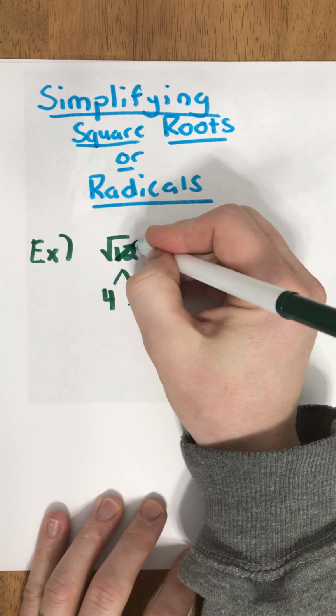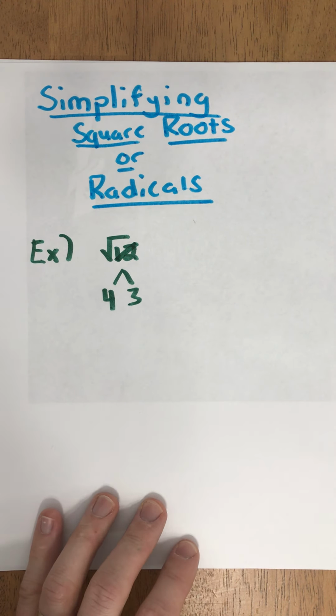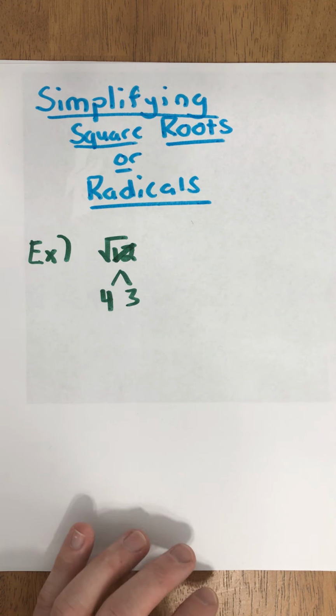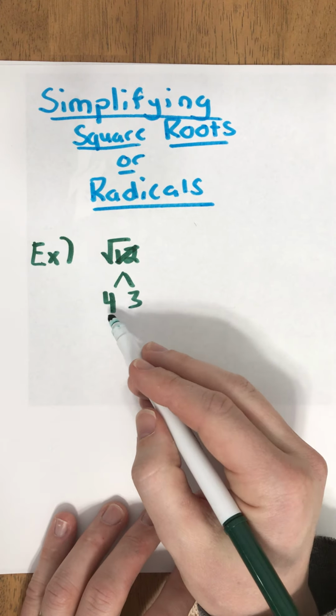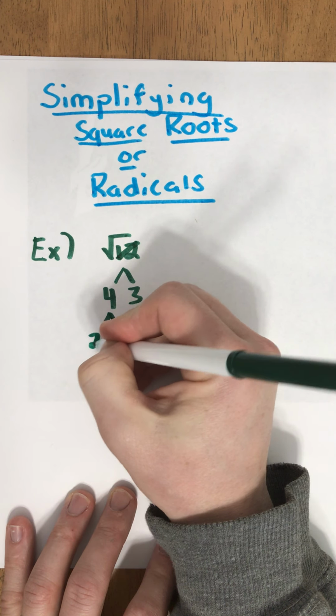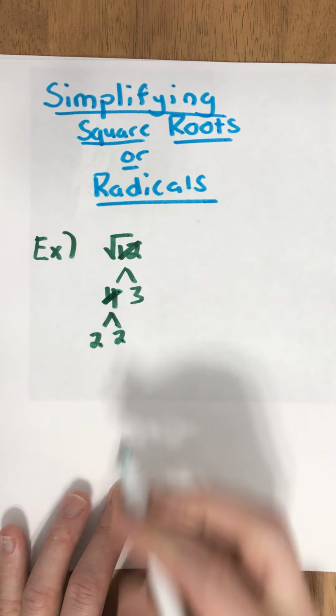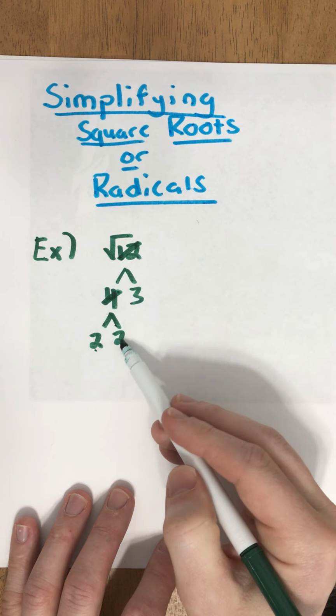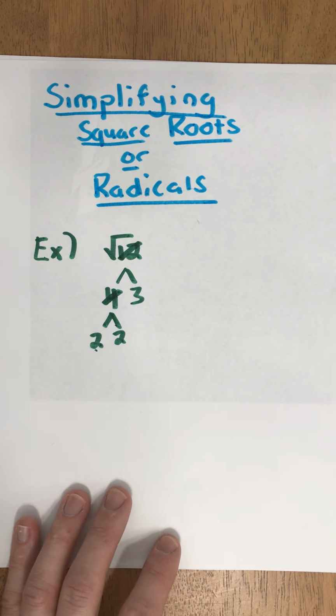Now, after I break something up, I do like to cross it off just so I don't get confused, and I know that number is now gone. So the 12 is going to break into 4 and 3. The 4 is going to break into 2 and 2. So I'm left with 2, 2, and 3.